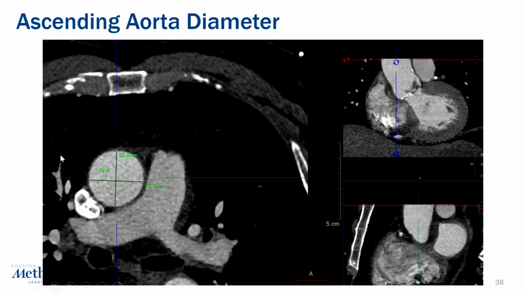After the sinotubular junction, you report on the mid-ascending thoracic aorta. So again, double oblique. You report this measurement.